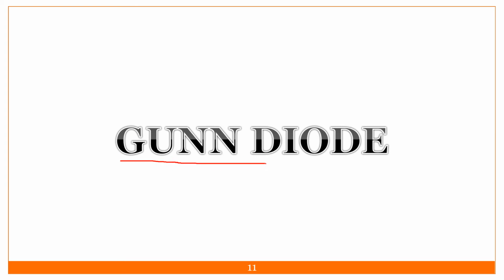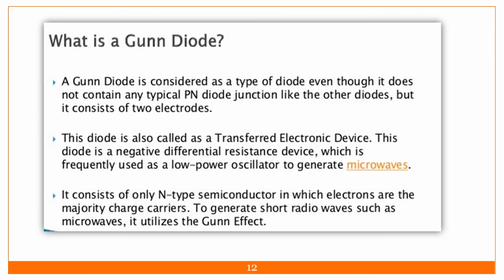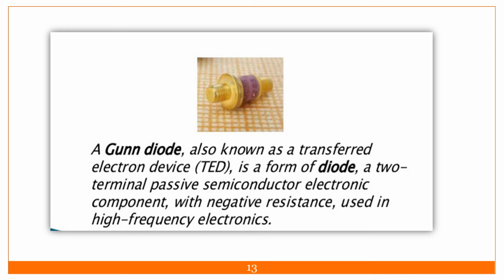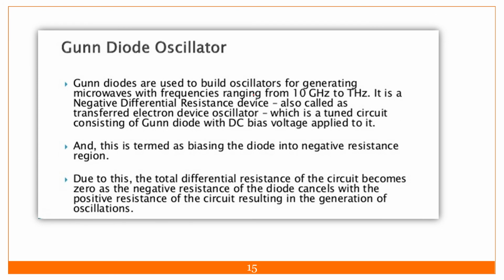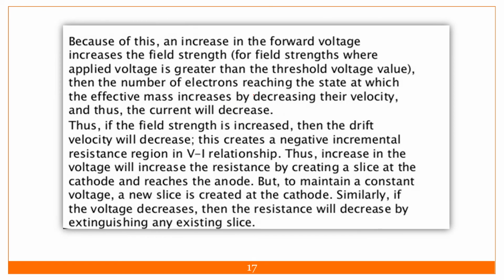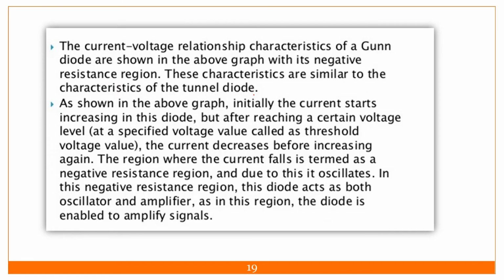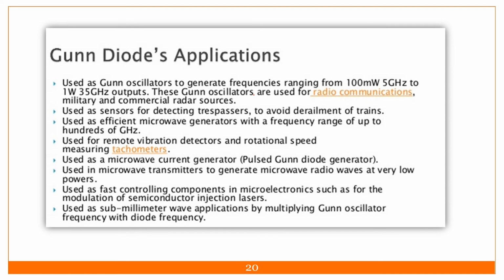Then in the next lecture we saw the Gunn diode. The Gunn diode is already over. What exactly is a Gunn diode, and what exactly is the Gunn effect? We saw how electrons are restricted by the region, the current keeps decreasing, and the resistance increases after some time. That is the Gunn effect, the third band we have discussed. Then its working, its characteristics, and its applications are also over.